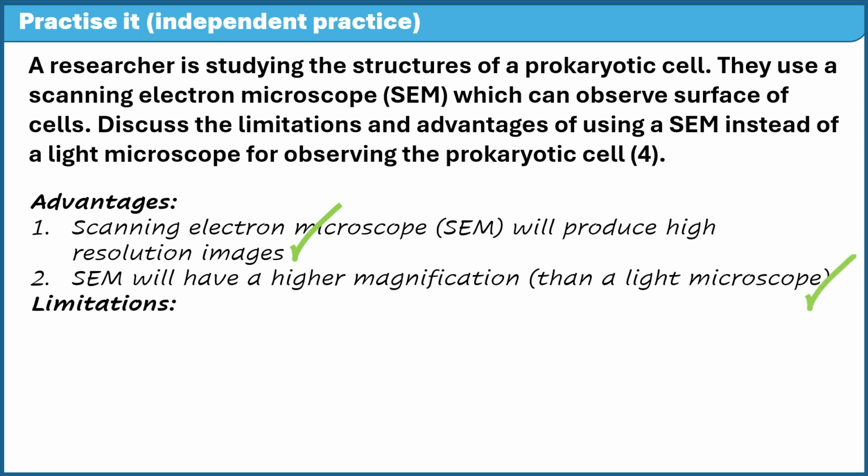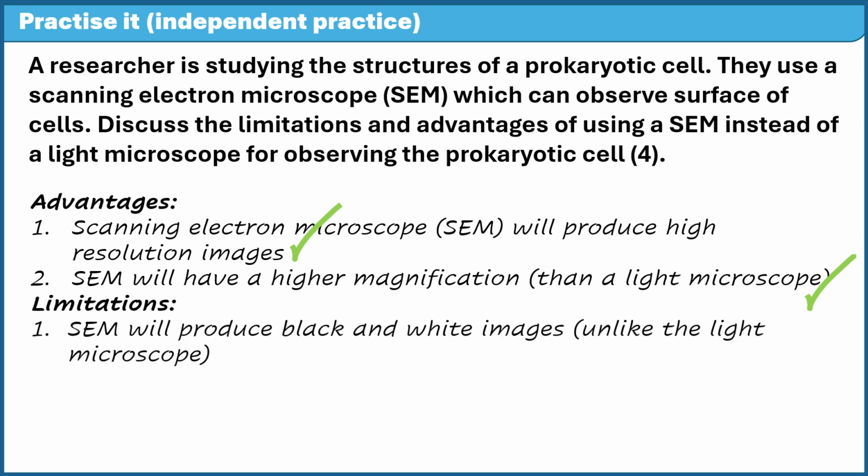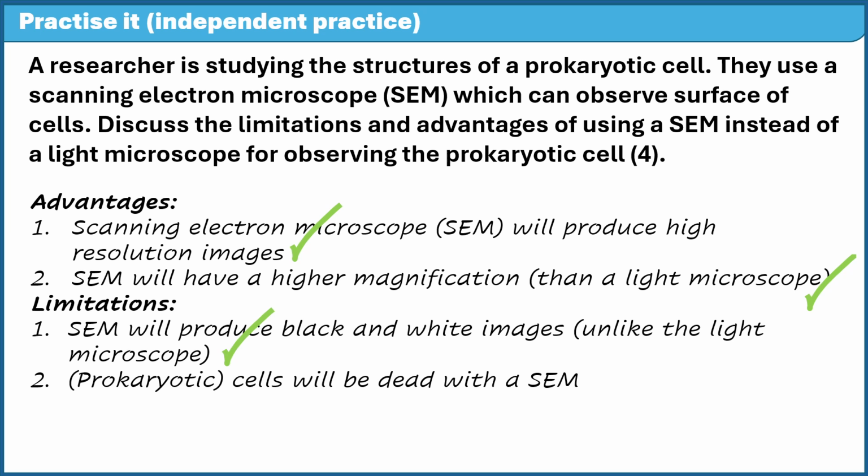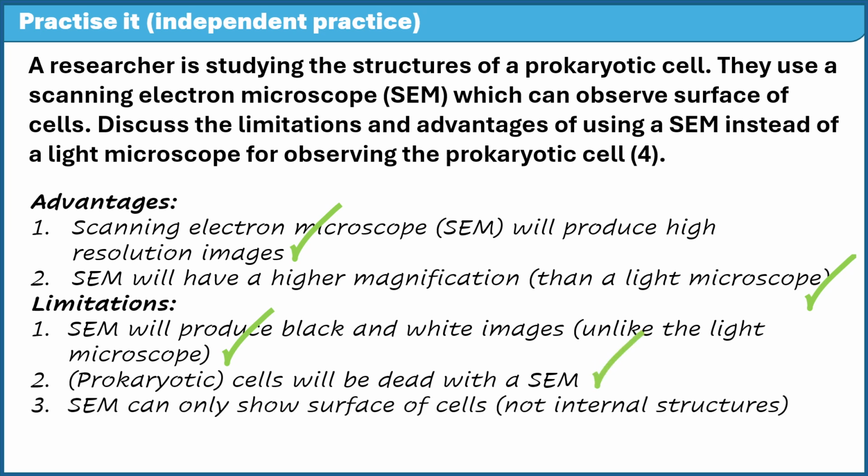For the limitations, a scanning electron microscope will produce black and white images, unlike the light microscope, which produces true to color images. Secondly, the prokaryotic cells will be dead with an SEM. You can't observe the living cells. A third mark is for stating that a scanning electron microscope can only show the surface of cells, not the internal structures. Notice how this question asks you to discuss, so you need to give both sides, advantages and limitations. Always read the question carefully. How many marks did you get?